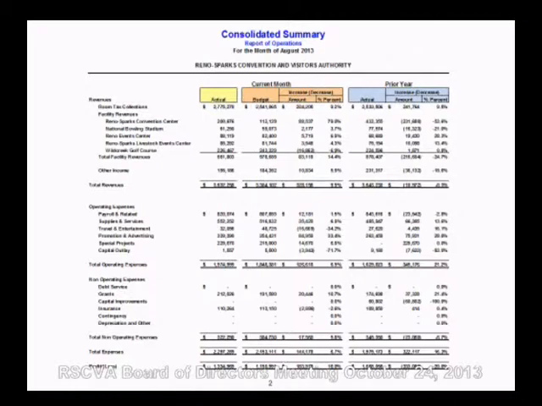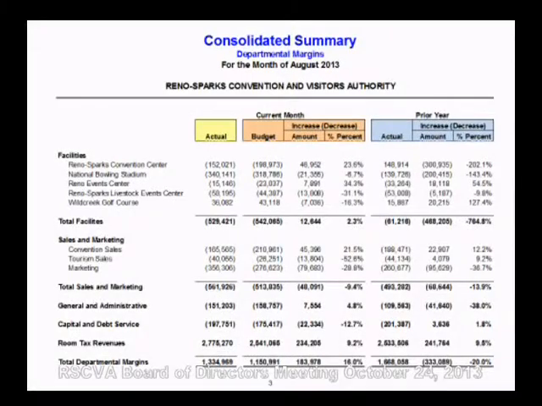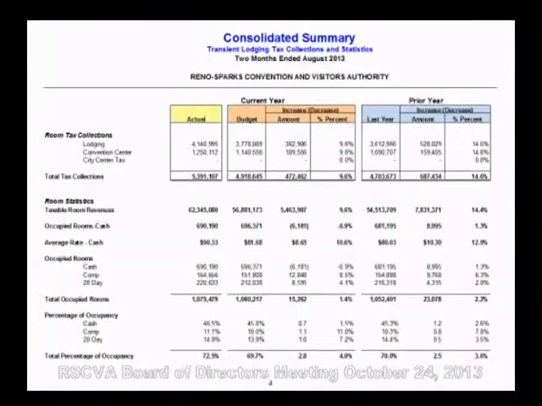We grant half of the money back to Incline that we collect within that tax district. And then from margins for the month, we were up $183,000. That again is largely driven by the room tax collections for the month. For year to date, as I mentioned, July was a good month.